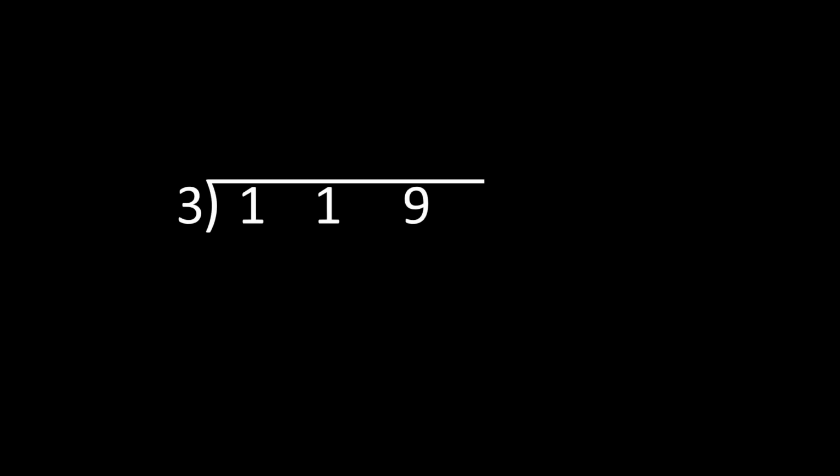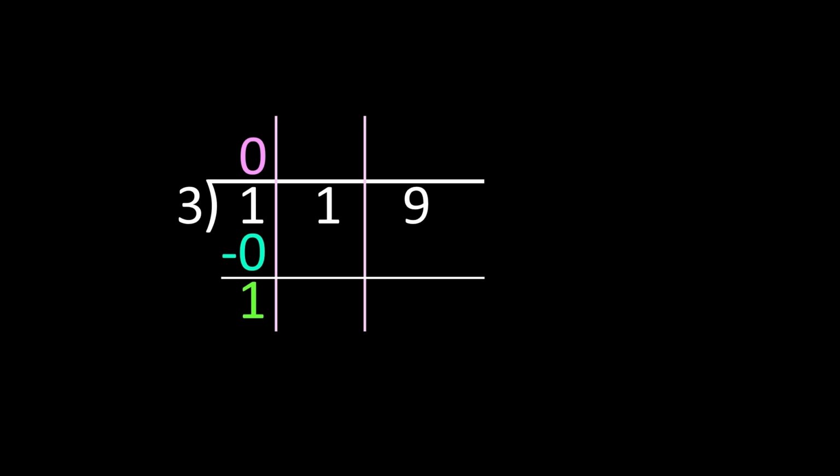This example is 119 divided by 3, and I'm going to start by dividing my dividend into sections by placing lines between each digit, and I'll start in the first section with 1 divided by 3. 1 divided by 3 is 0. 0 times 3 is 0. When I subtract, I get 1. Now, instead of bringing the next 1 that's in my dividend down, I'm going to bring this 1 straight up into the next section of my problem.